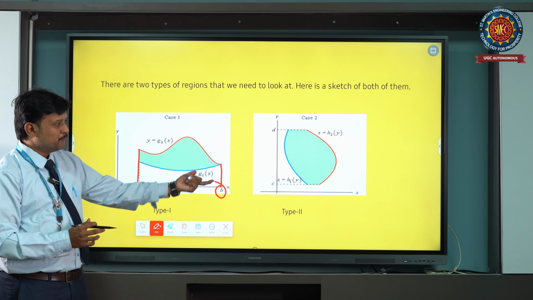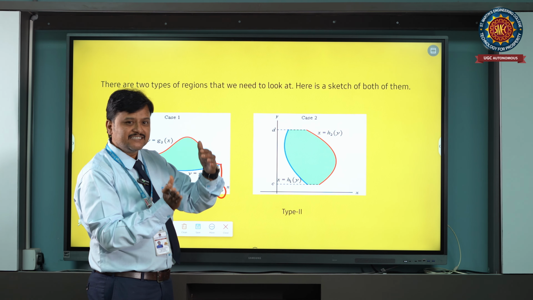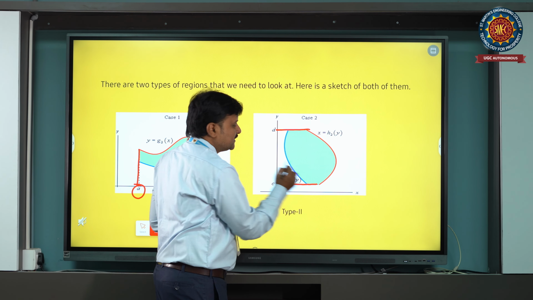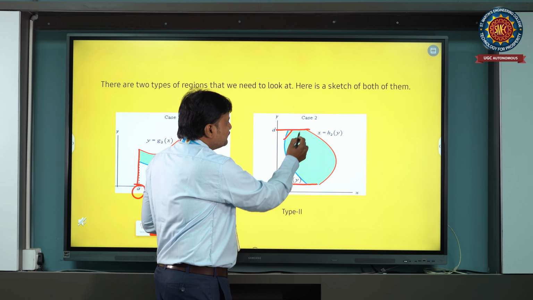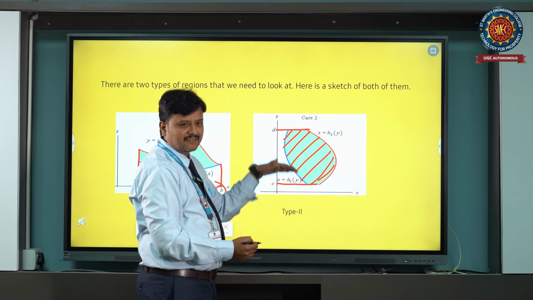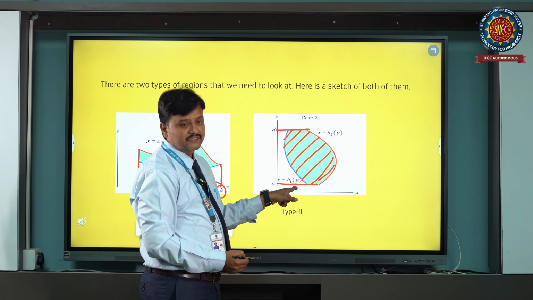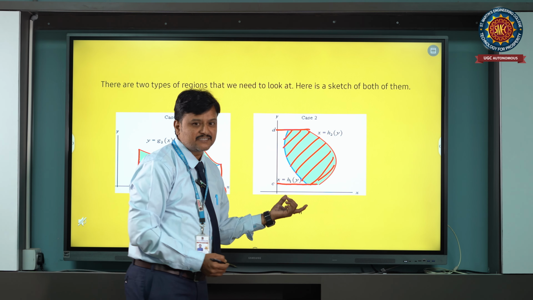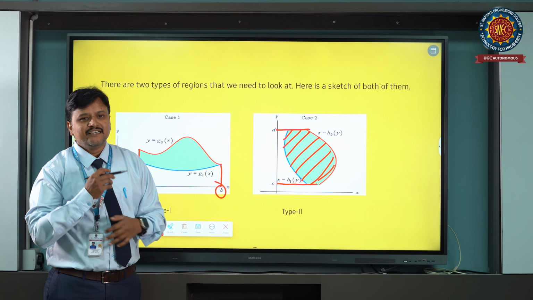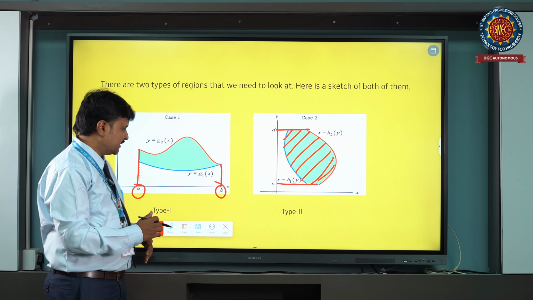And coming to the type 2 region, it is the region which is existing between two horizontal lines. You can see these two are horizontal lines. Here the region existing between two horizontal lines, x is equal to h2 of y and x is equal to h1 of y. This type of region is called a type 2 region. This is very, very important, to identify the region and find the limits, then only can we evaluate the double integral.